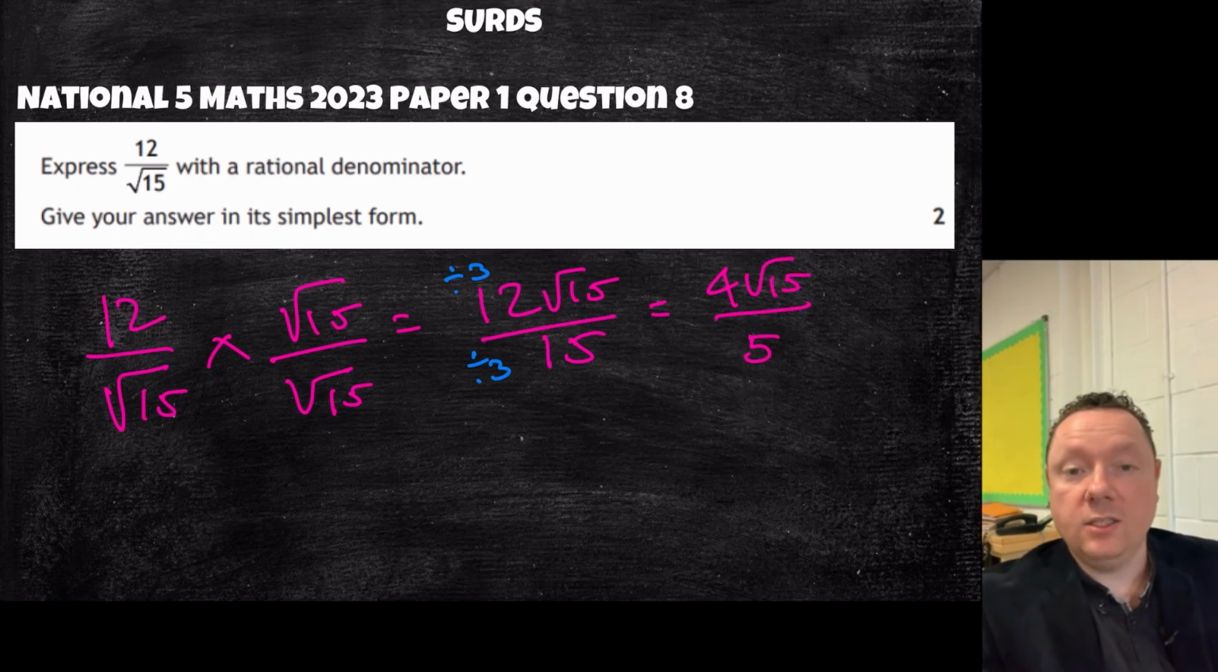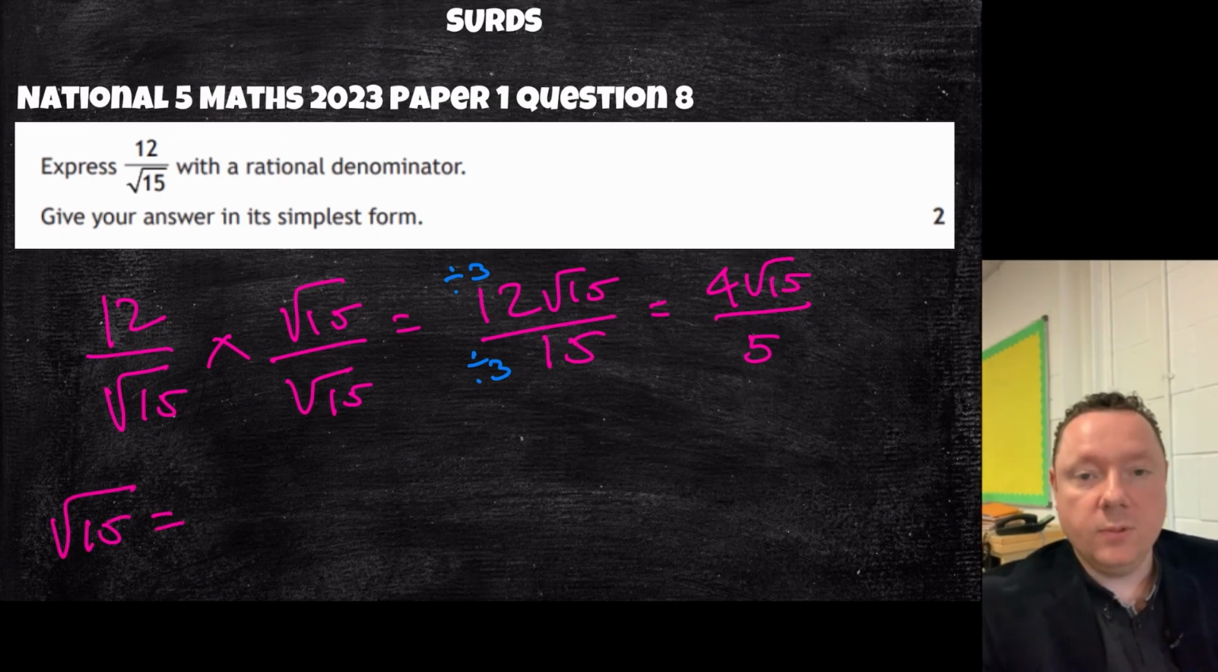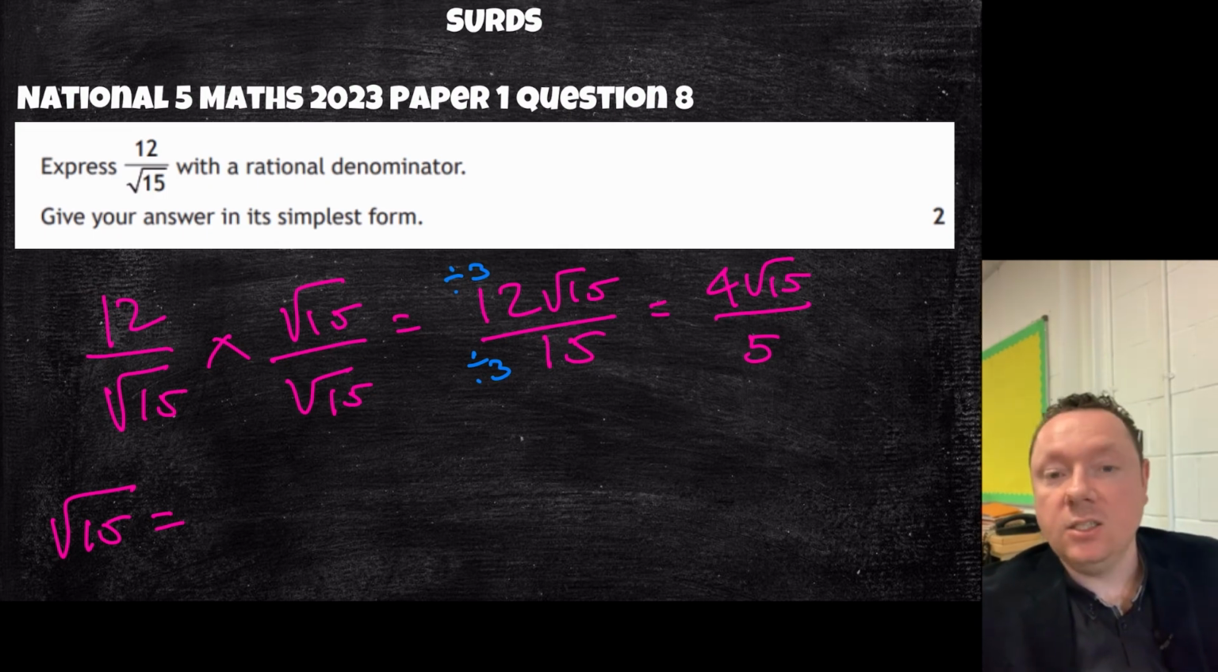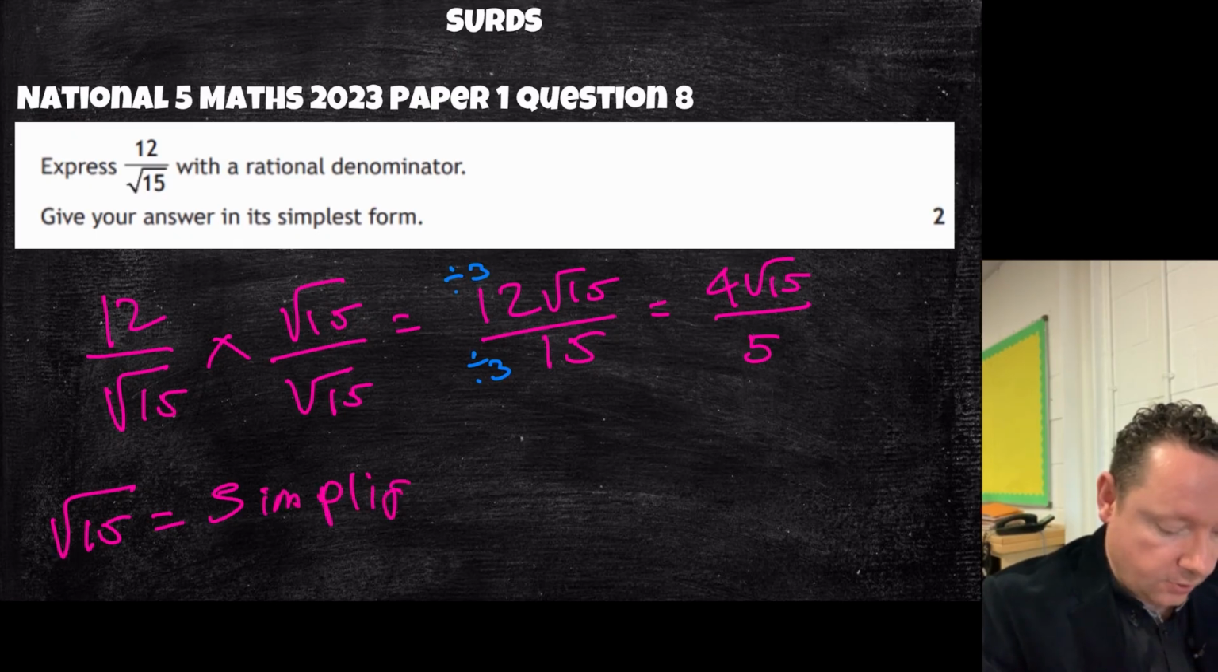Now I need to check if I can simplify the root 15. Root 15, are there any square numbers that go into that? Well, 4 doesn't go in, 9 doesn't go in, 16 is too big, so it can't be simplified, it's already simplified. And that means I've done a little check, my answer is done.